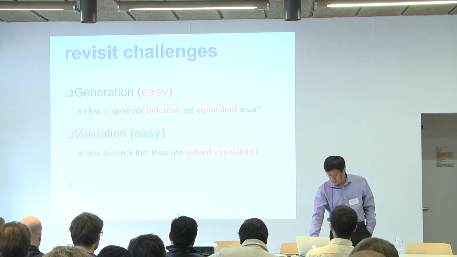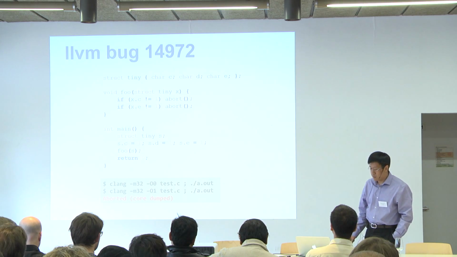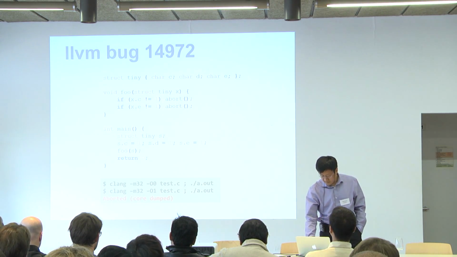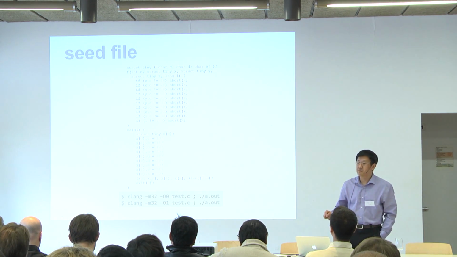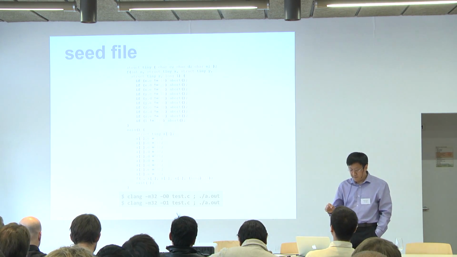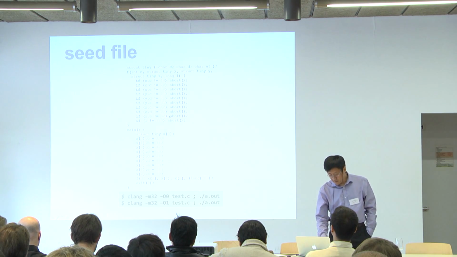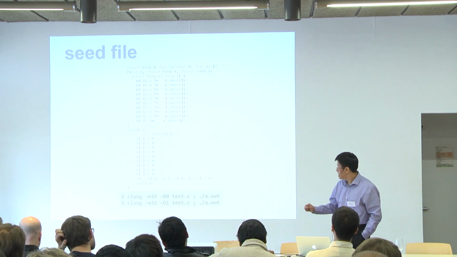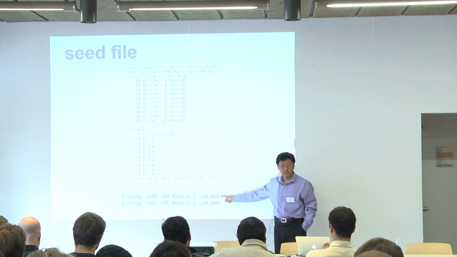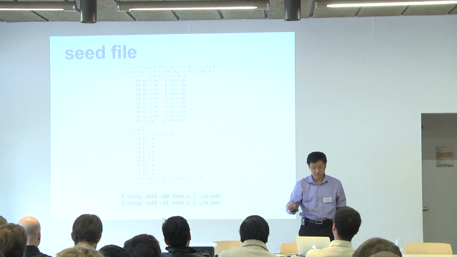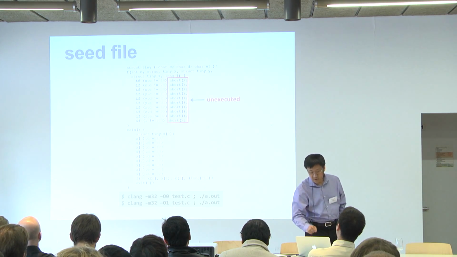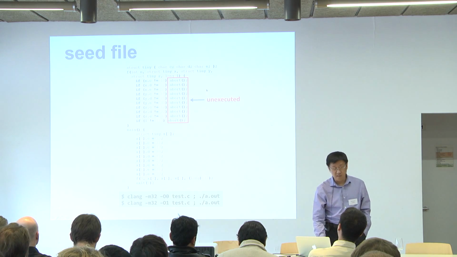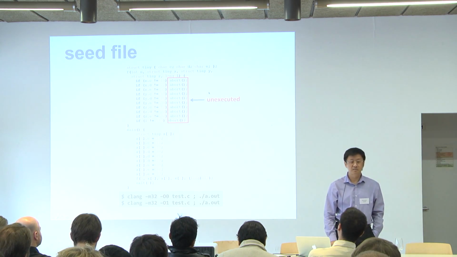Let's go back to the LLVM bug that I showed you earlier, and see how we found it. Here is the seed program P that we used to find this bug. It is a test program from the GCC torture test suite, and the original program did not trigger anything. By profiling, we noticed that all these abort statements here are unexecuted. That means they're dead.